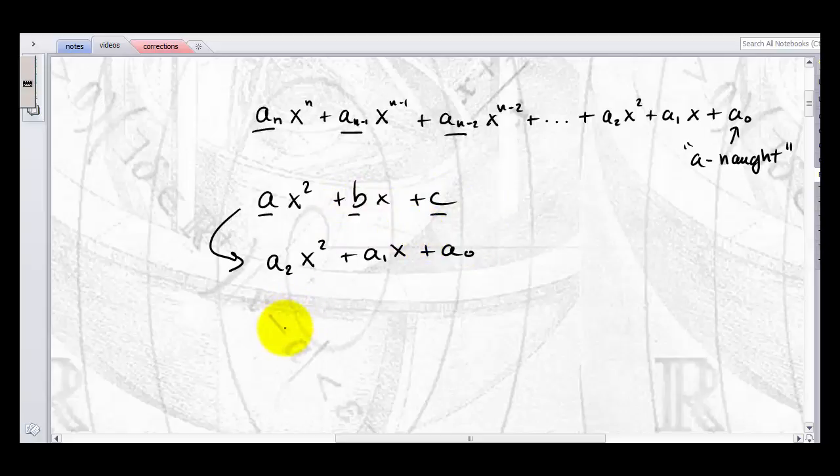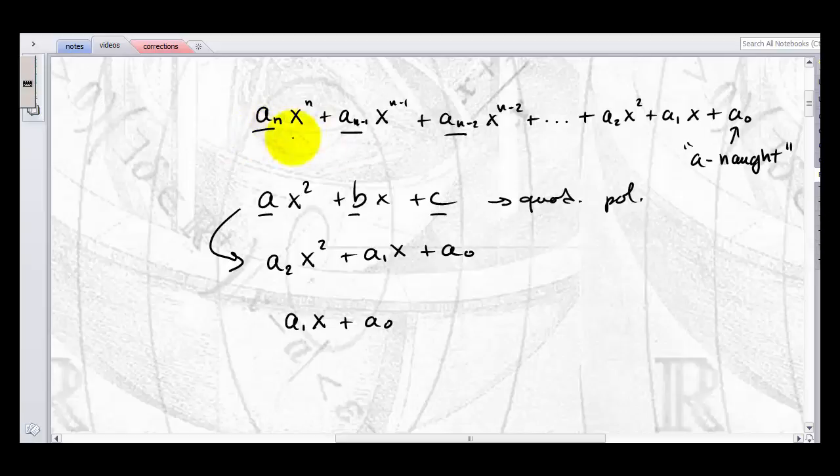How would you write a linear polynomial? This is a quadratic polynomial, right? You know that. How would you write a linear polynomial with subscript notation? a_1 x plus a naught. Okay, but we don't write it like that.